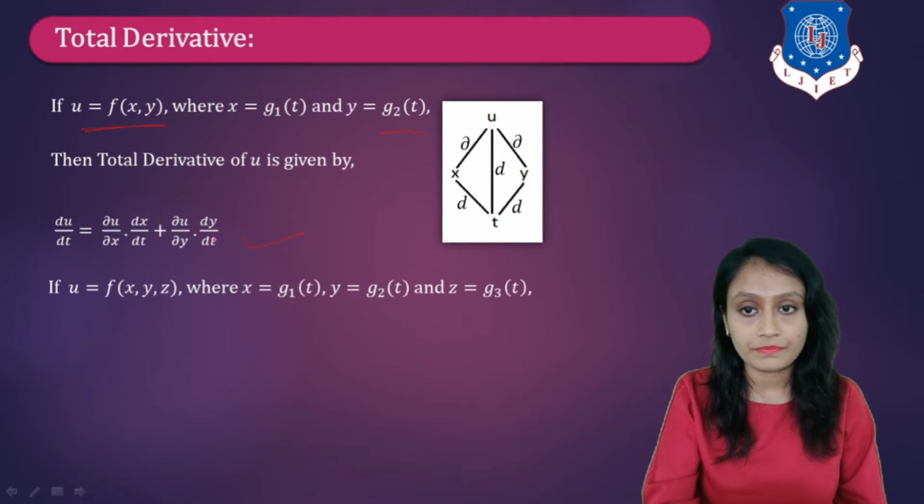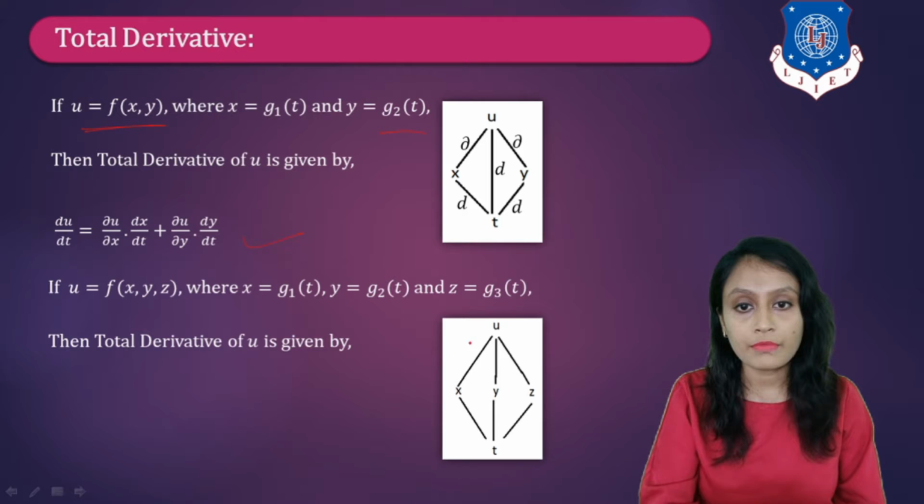Okay, next, suppose u is a function of three variables, that is x, y and z, and x is a function of t, y is also a function of t, and z is also a function of t. So firstly draw the tree diagram. Here u is a function of x, y and z, and x, y and z are functions of t, so we will write like this.